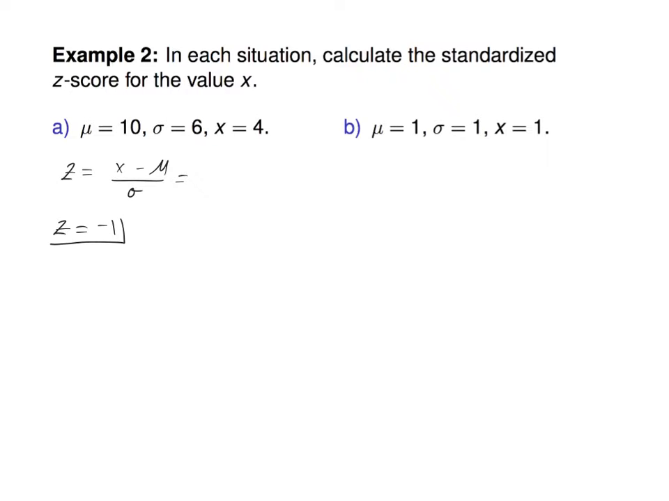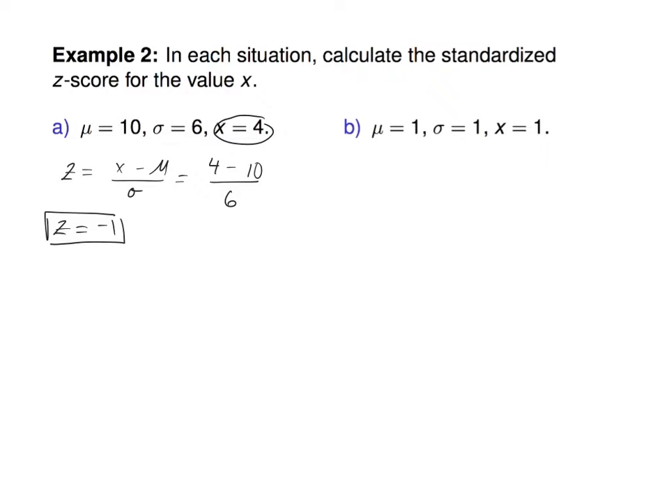So x is 4, mu is 10, sigma is 6. Then we get negative 1. So that measurement of 4 is 1 standard deviation below the average, right?